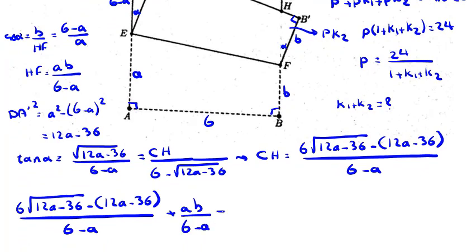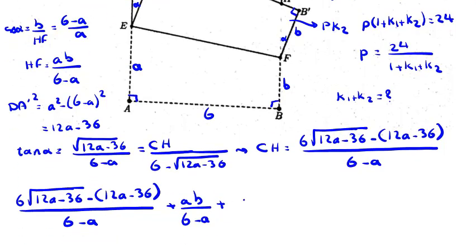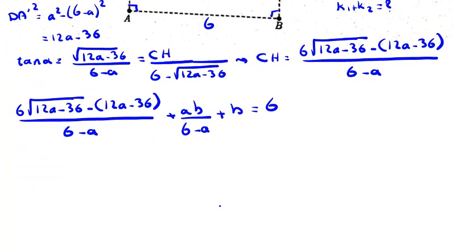AB over 6 minus A is HF. And F prime, FB prime is B. Sum of all of them will be 6. Okay, now we multiply both sides by 6 minus A. So let's see what we have.